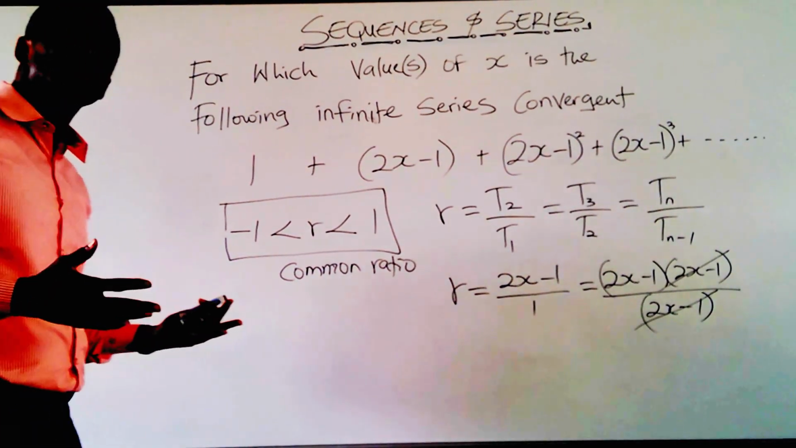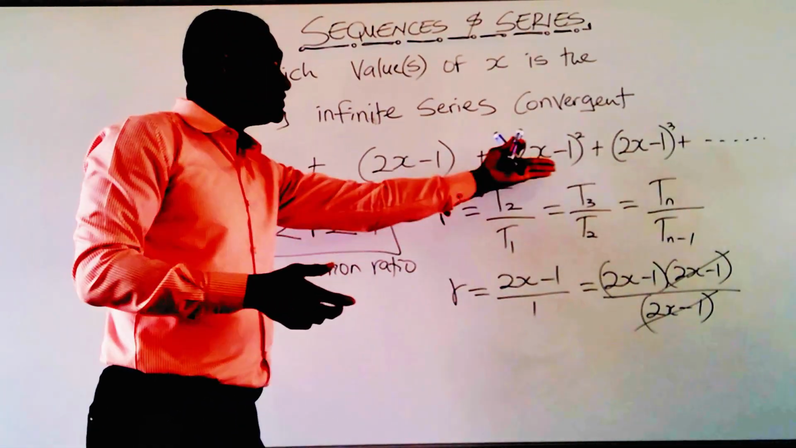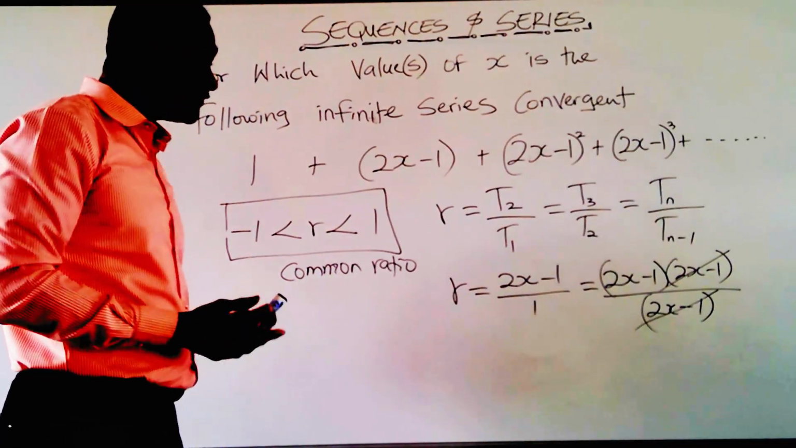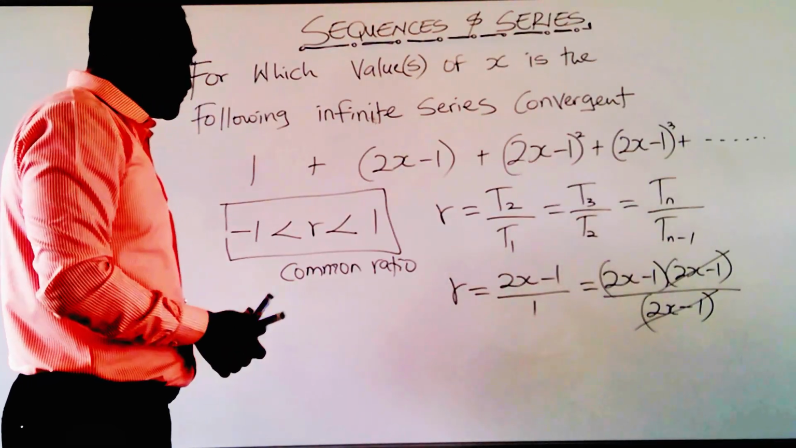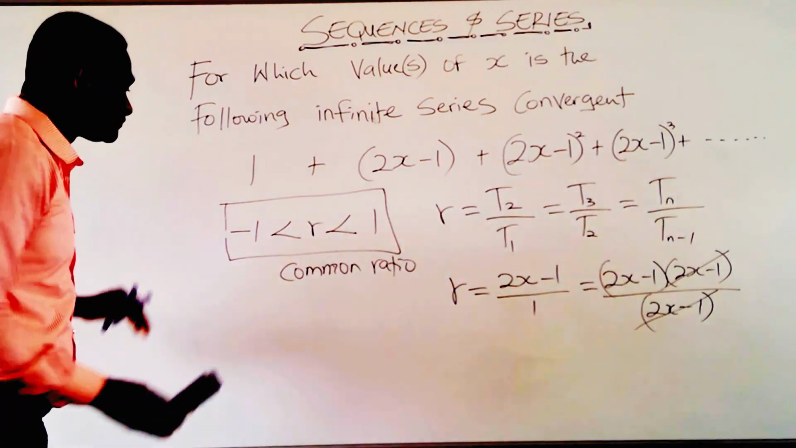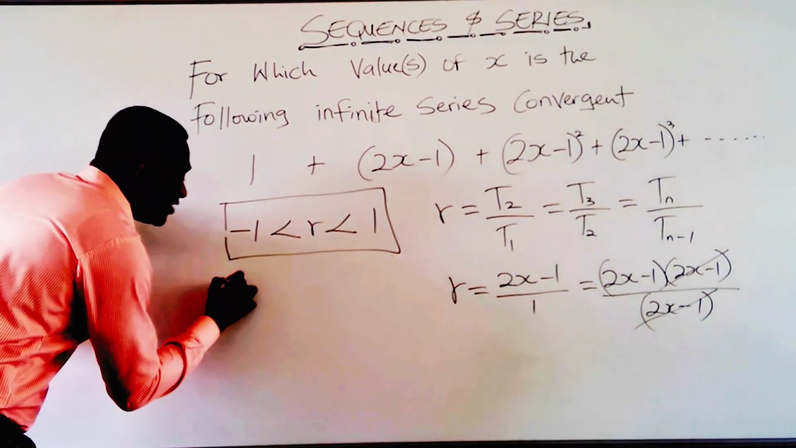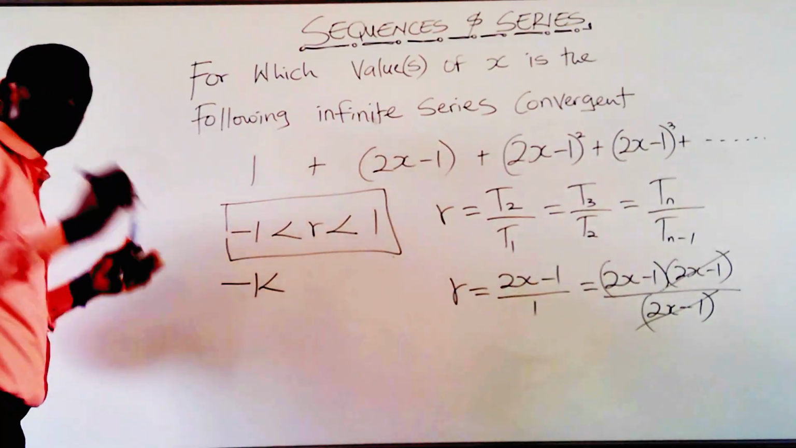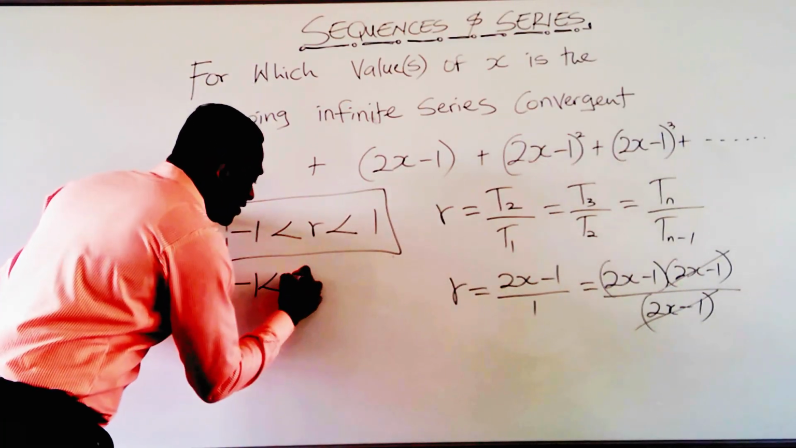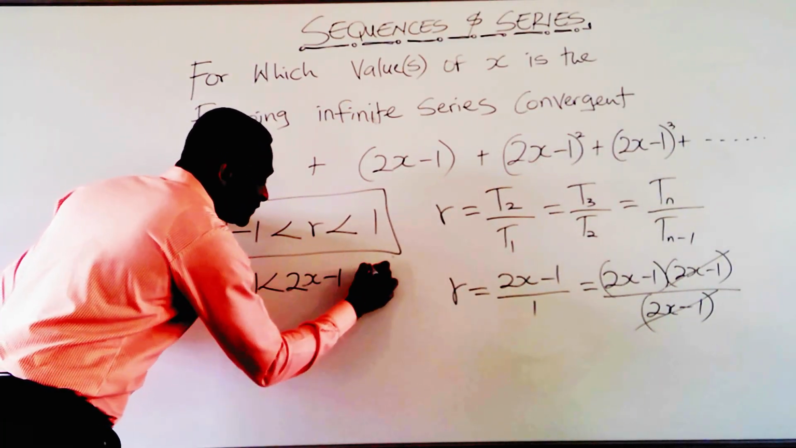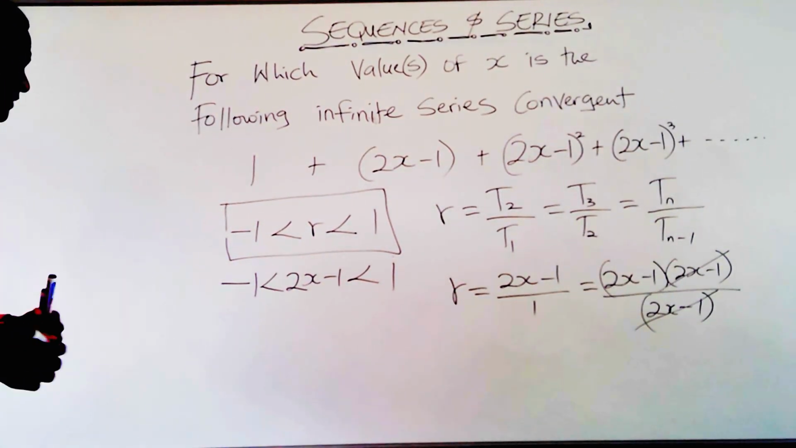But they didn't ask us for the common ratio. They are asking us the values of x for which this series will converge. The values of x that will make it converge. Let's go back to the formula again. Now that we've gotten our common ratio, let's plug it in. The knowledge of inequalities is very important here. So we plug in our common ratio: -1 is less than 2x minus 1, which is less than 1. And then we solve for x.